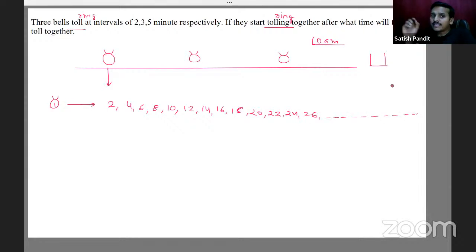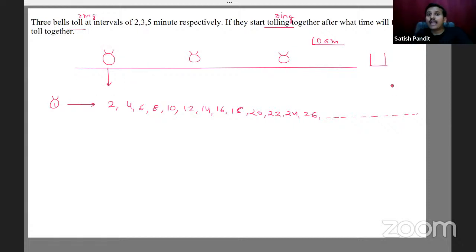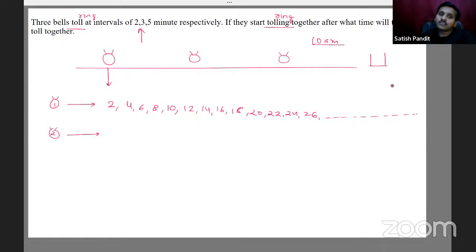The second bell is ringing every 3 minutes, right? All of them we are starting together, but the first bell will ring again at 10:02, and the second bell will ring at 10:03, because every 3 minutes it will ring. So the second bell: 3, 6, 9, 12, 15, 18, 21, 24, 27, 30, 33, like that. Yes or no, everyone?